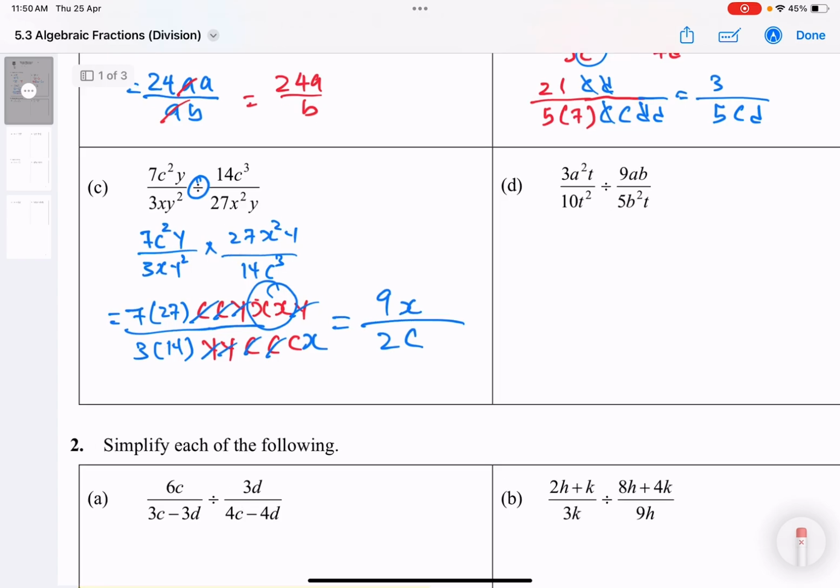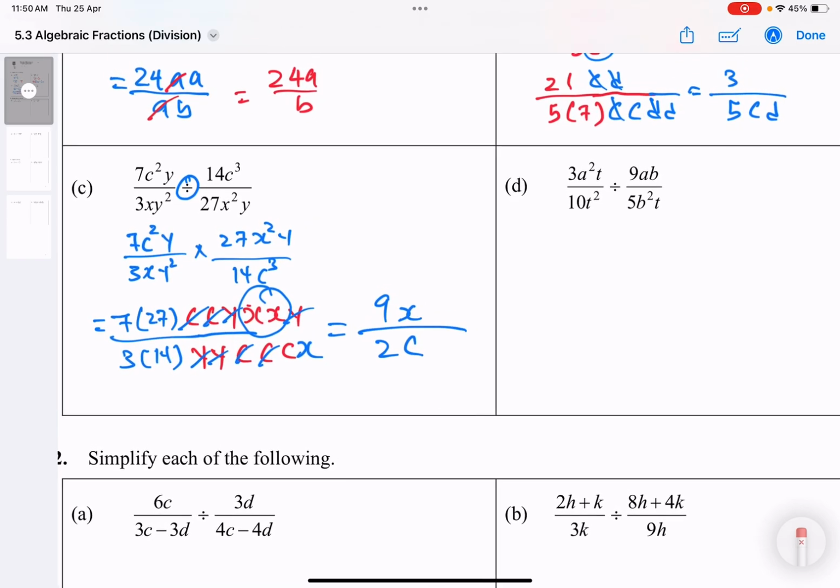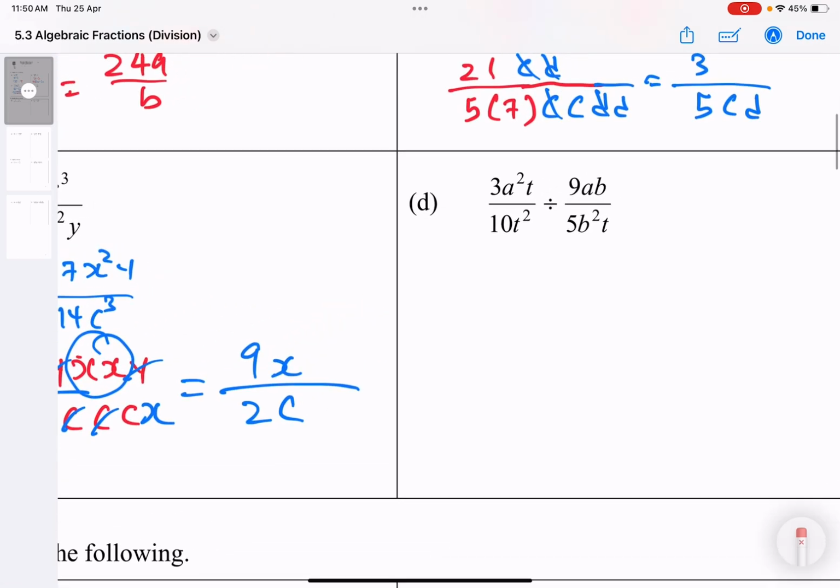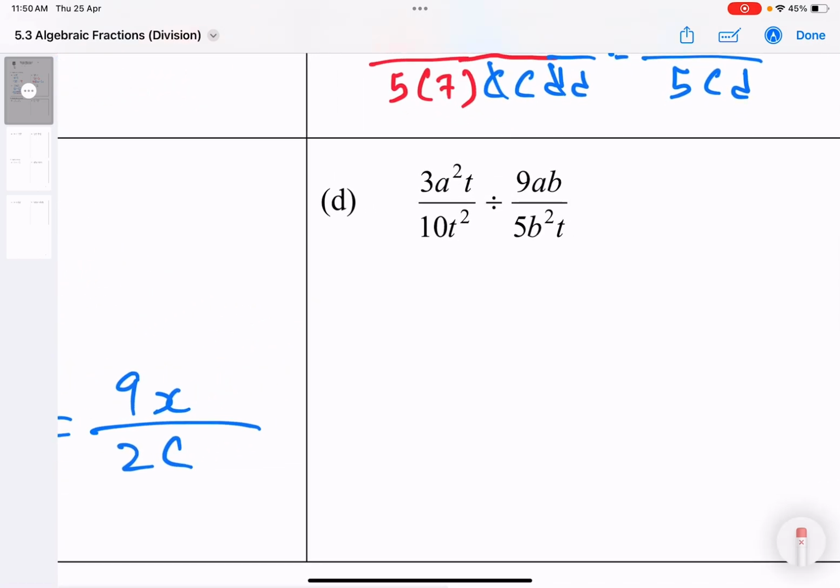Question 2 is the same, but there is plus and minus. That means you have to factorize first before you cancel. Yes, go ahead. Can you just bring all the numbers to one side and after can you just confirm? How I get 9? Divide by bracket 7 times 1. No need for the 1.